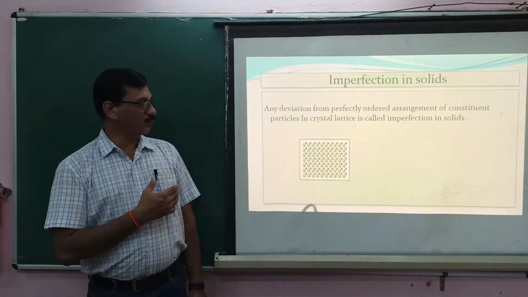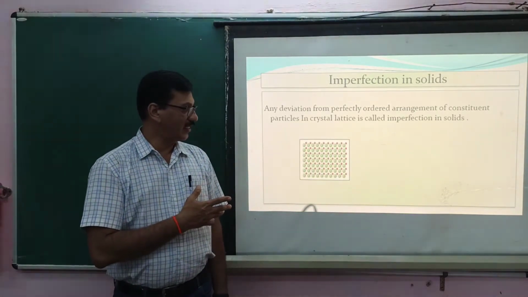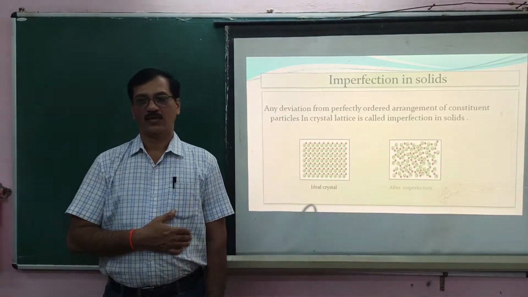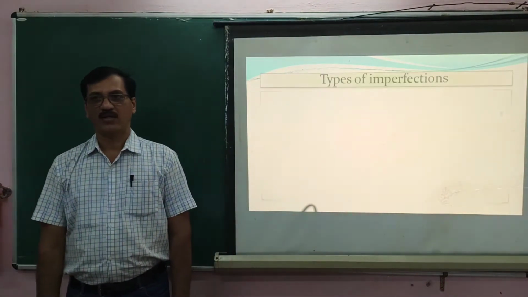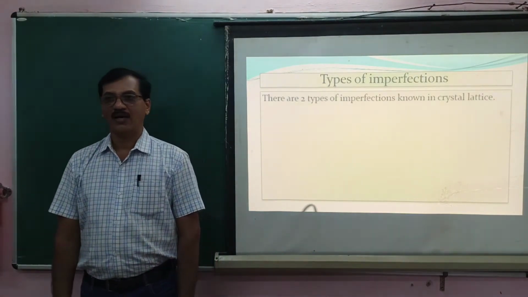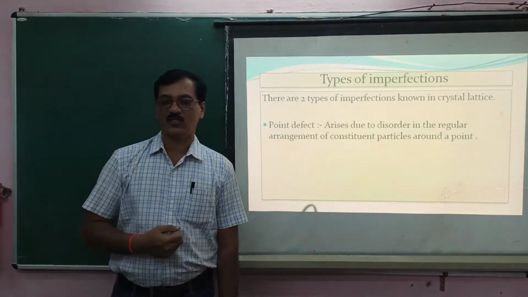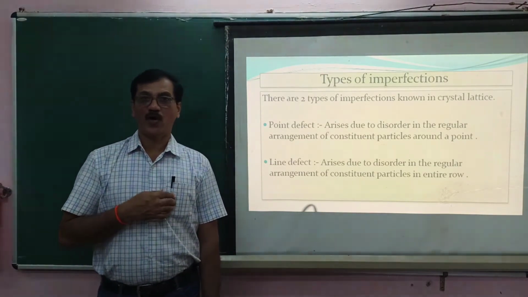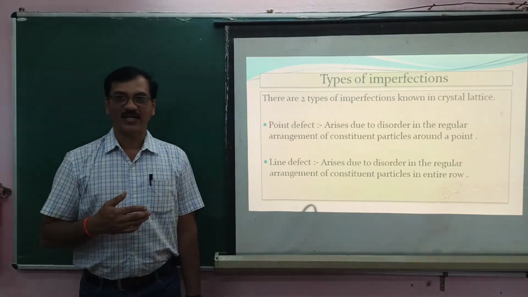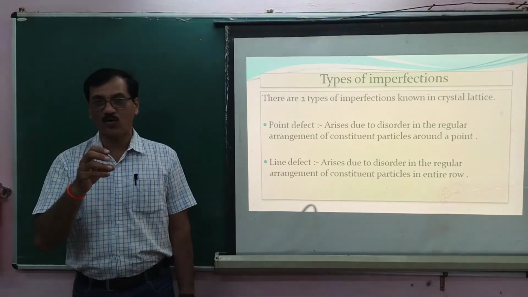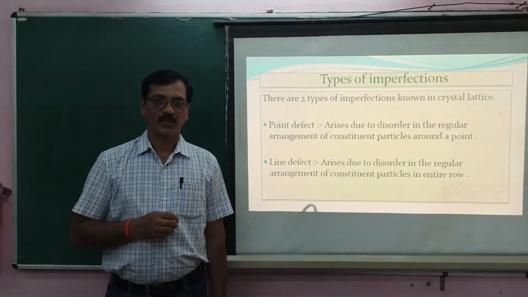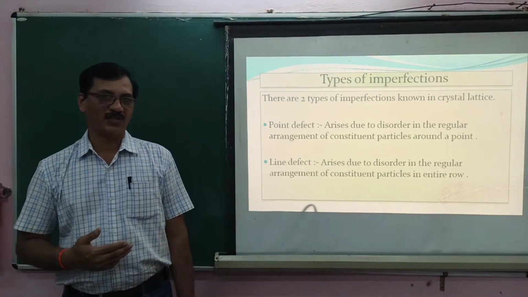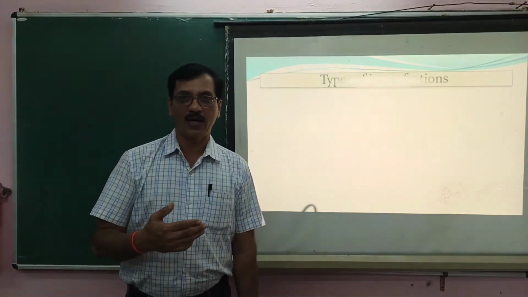Suppose the atoms or particles in a solid are imagined like that, but due to imperfections, they may deviate from the ideal crystal structure. Now, what are the kinds of defects that are possible? The imperfections or defects are possible along the lines or along the points in the crystal lattice. If it is along the point, then it is called point defect. Point defects arise due to disorder in the regular arrangement of constituent particles around a lattice point. But in case of line defect, the defect arises along a line in three-dimensional space. So we have to discuss only the point defects.